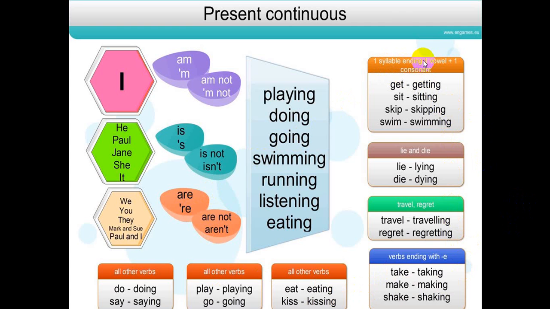For example, one syllable ending in one vowel and one consonant. We double the consonant and then add ing. For example, the verb get, ending in t with a vowel e before it, becomes getting. Sit, sitting. Skip, skipping. Swim, swimming. Verbs lie and die change the ie to y: lying and dying. And there is a third verb, tie, which becomes tying.